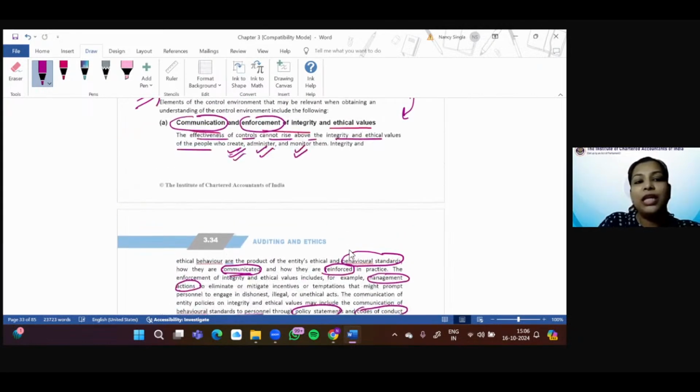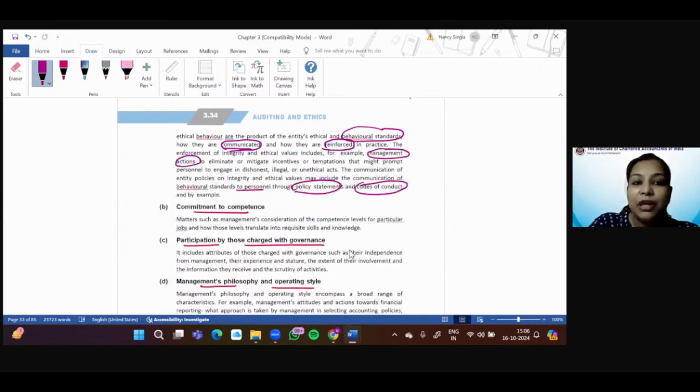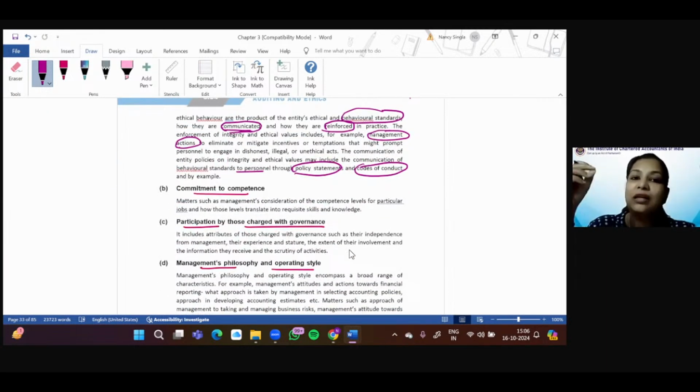Ethics and integrity will be maintained within the organization, right? So what is the point? Communication and enforcement of integrity and ethical values. This point basically says that the people who create, administer, and monitor these controls, the effectiveness of control, cannot rise above their integrity and ethical values, right? And there are certain behavioral standards which are communicated and reinforced. How? By management actions, policy statements, or code of conduct, right?